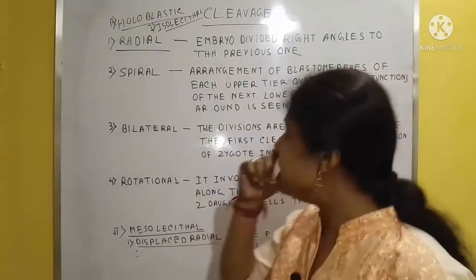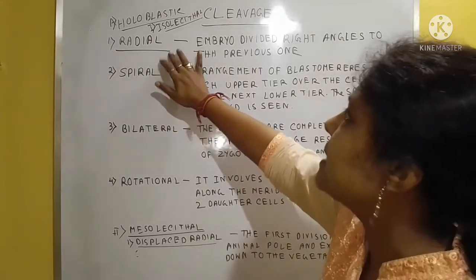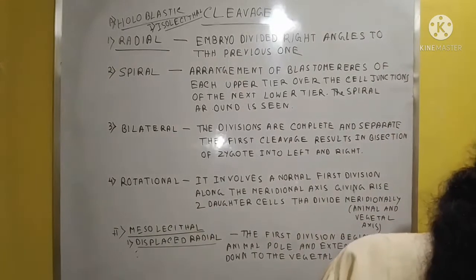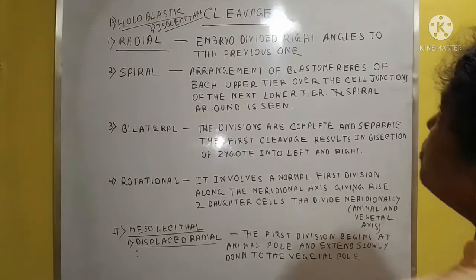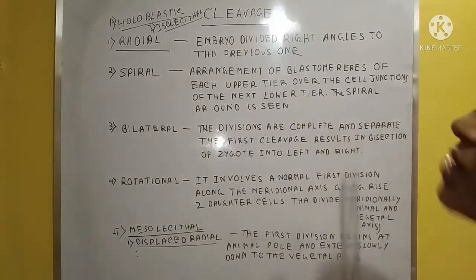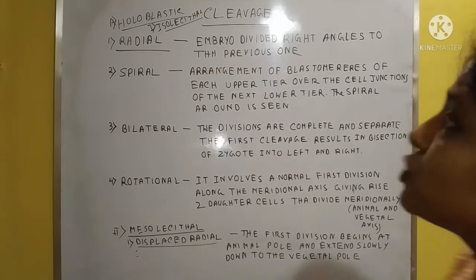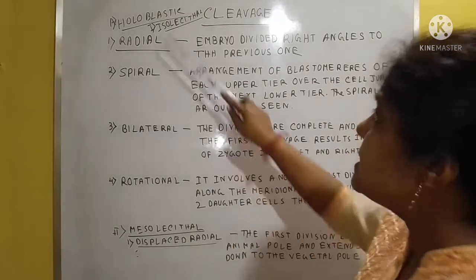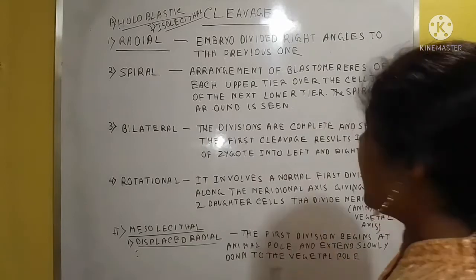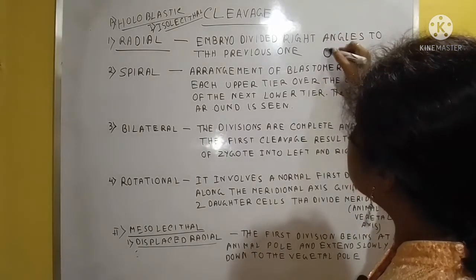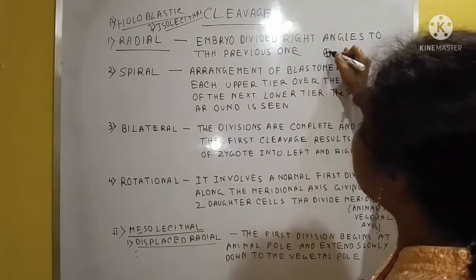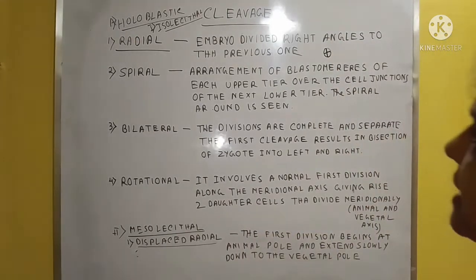The first one is the radial cleavage. In case of radial cleavage, the embryo divides at right angles to the previous one. This is radial cleavage, and like that. As the first division is here, the second division is that. So this is the radial cleavage.